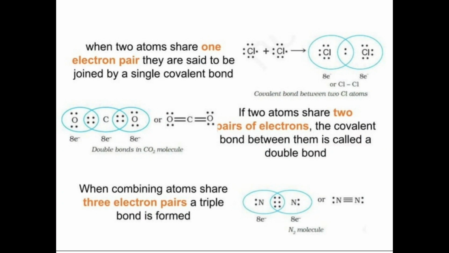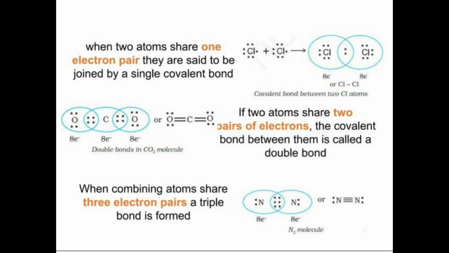It is clear from this slide there are two circles, and in between, where the circles cross one another, there is a pair of electrons which belongs to both the chlorine atoms. Means by sharing 1 electron, the octet of both the chlorine atoms is completed. Similarly, if two atoms share two pairs of electrons, the covalent bond formed between them is called a double bond. Here the example of carbon dioxide is given.